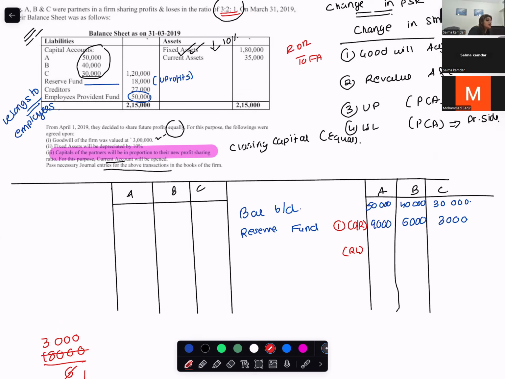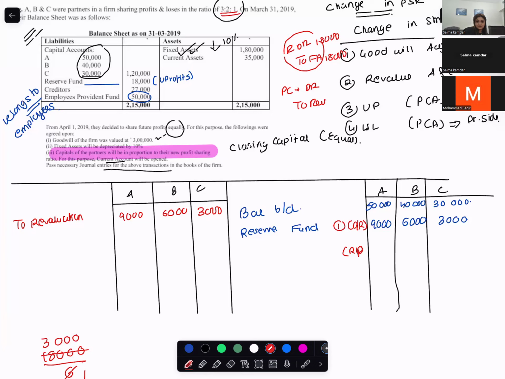So the journal entry will be revaluation account debit 18,000 to fixed assets account 18,000. And then partners capital account, it will be A, B, C. So same thing, debit 9,000, 6,000 and 3,000 to revaluation account. Come on, do this much and then find the gaining and sacrificing ratio for me.